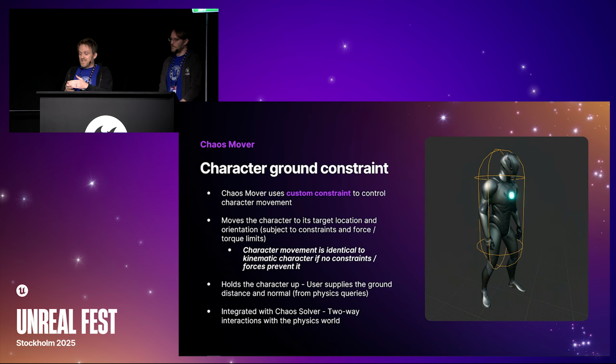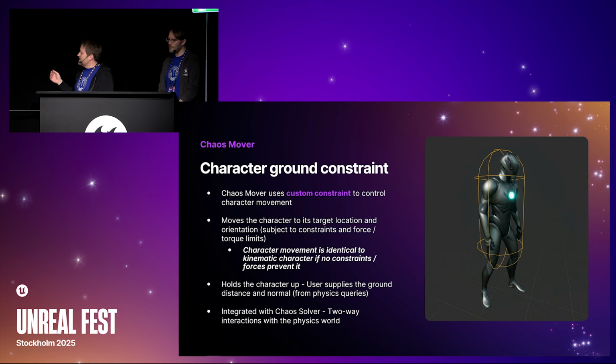But if it encounters another constraint, say a collision constraint, if you're trying to walk into a wall, then the constraint solver will try and resolve those constraints together. Because the collision constraint can apply more force than your character movement constraint, it will in general win. Your movement constraint will try and get as close as it can to the target while respecting the collision constraint, so not interpenetrating walls and things like that.